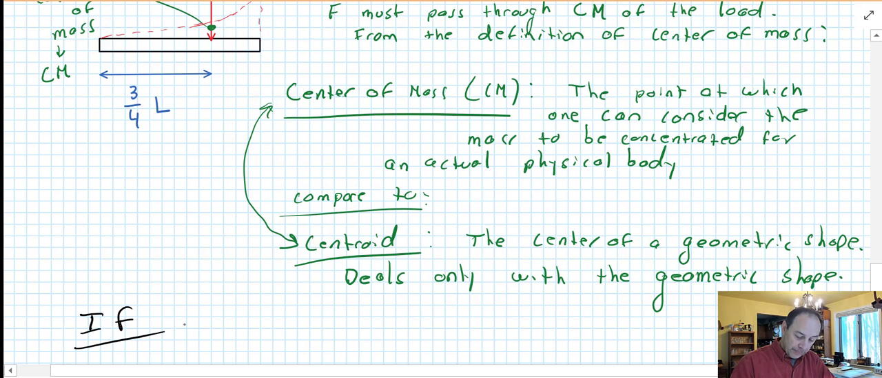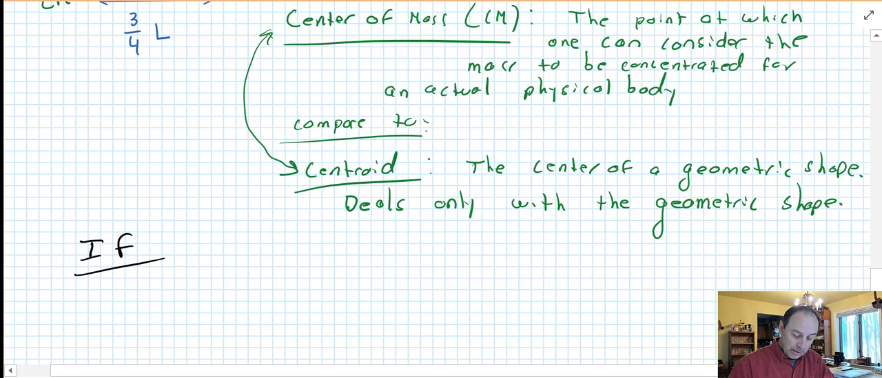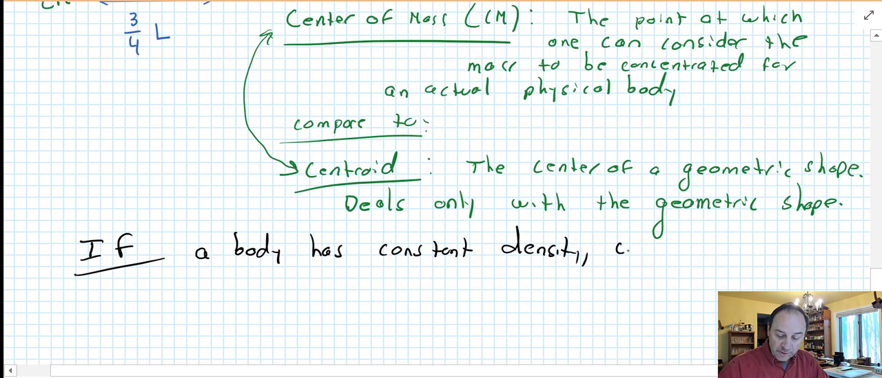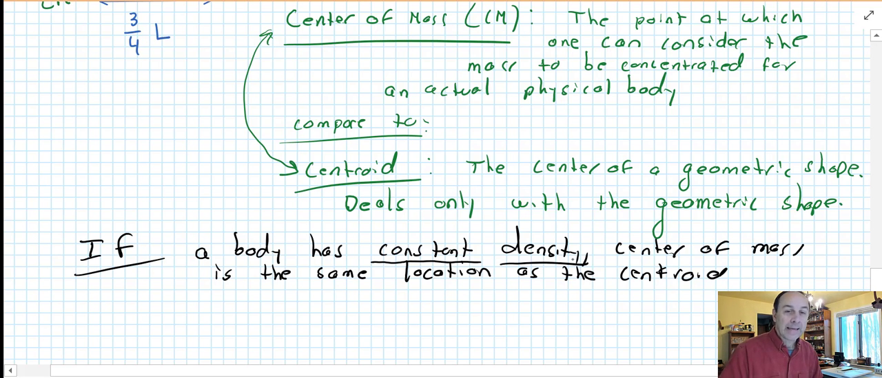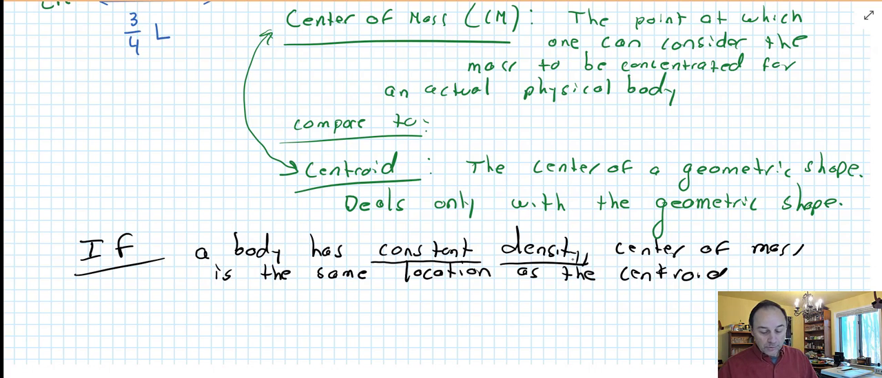Now, if a body has constant density, then the center of mass is the same location as the centroid. But constant density throughout the whole thing. If it doesn't have constant density, then that's not true.